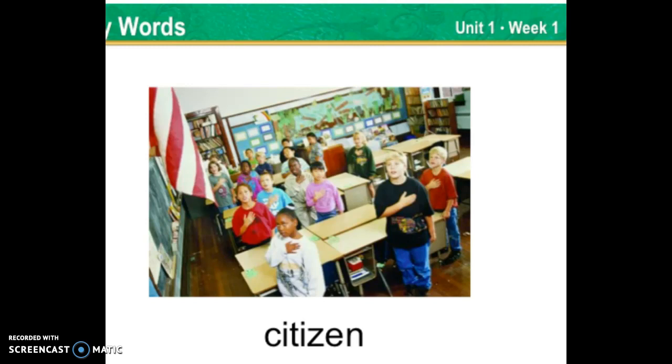Take a minute to make sure you got all of the words and the definitions, and you have all the information that you need to complete your slides.